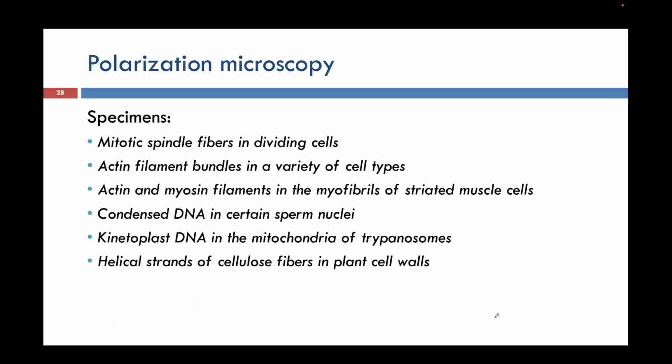And the specimens for which we can use this polarization microscopy are mentioned here. Some you can see are DNA as well as actin filaments and spindle fibers, helical strands of cellulose fibers. So mostly all the biological samples are captured by this polarization microscopy.